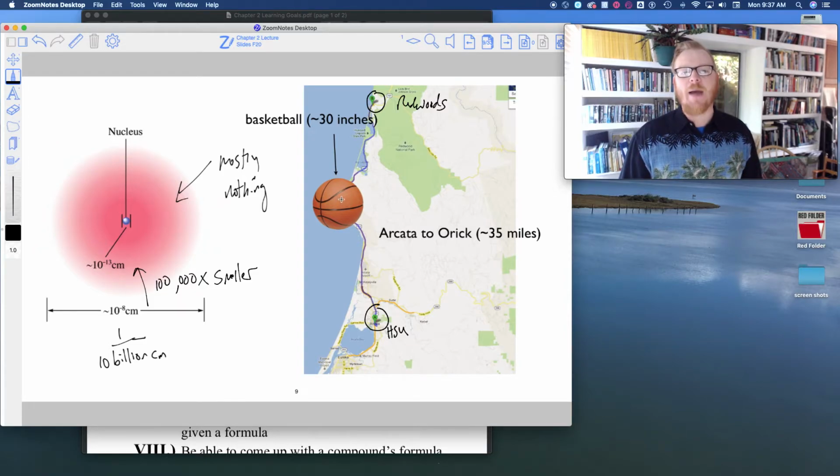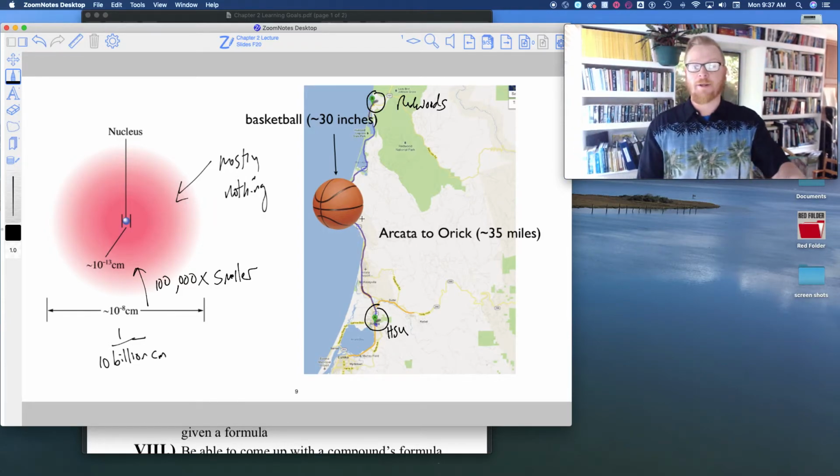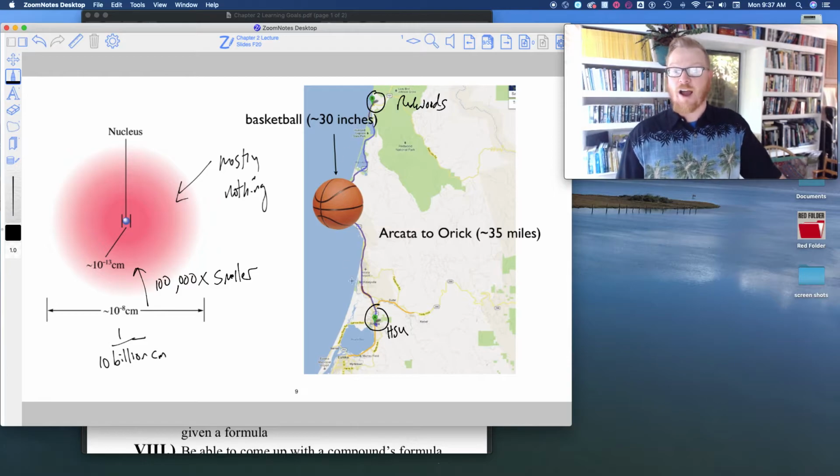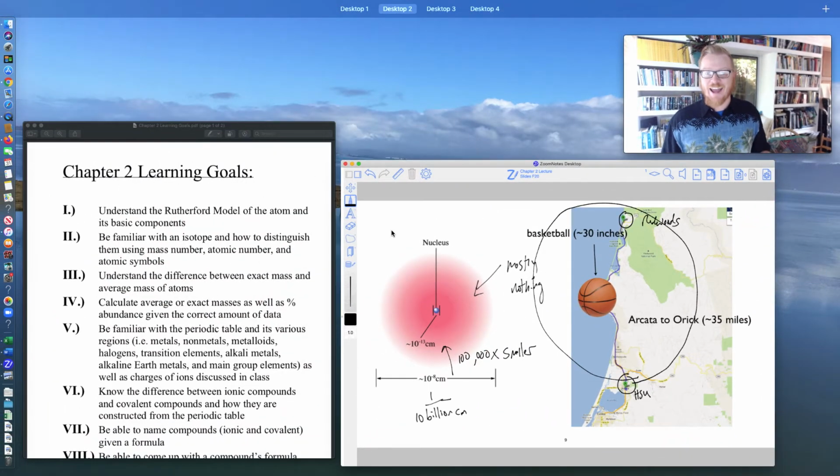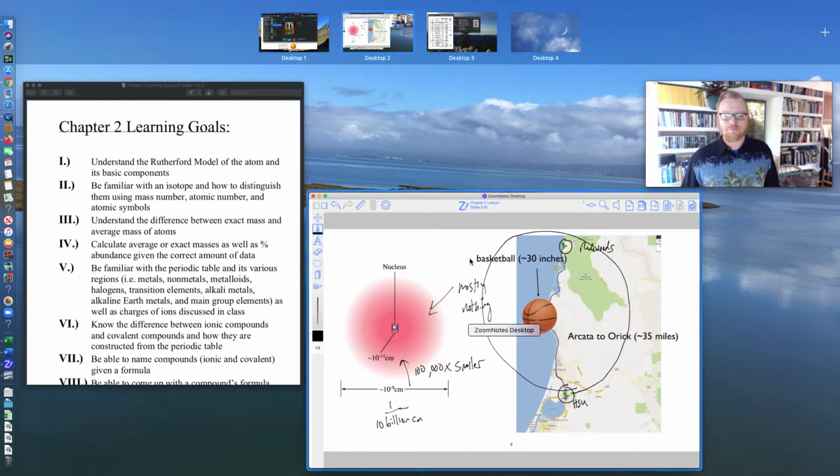Now imagine if I took a basketball that's roughly 30 inches and I placed that basketball in the middle of the highway on this stretch of road, 35 miles, okay? Now imagine I made a diameter out of that road, right? 35 miles as my diameter. So some crazy large circumference that goes way out into the ocean and so on. This would be our relative scale of the atom.